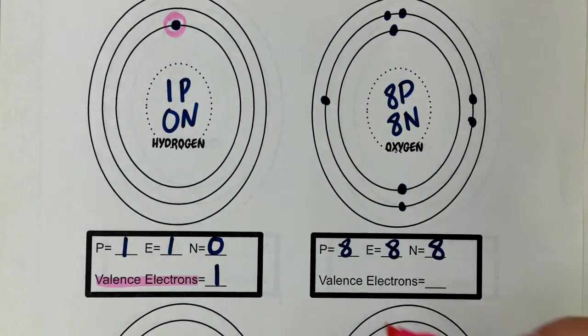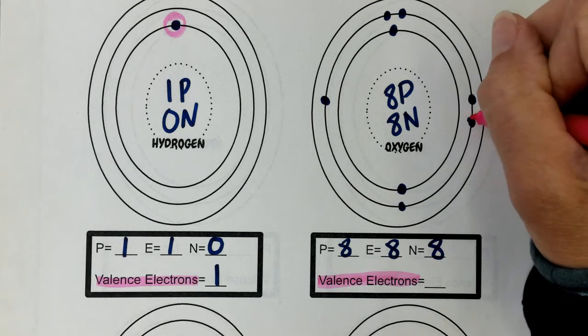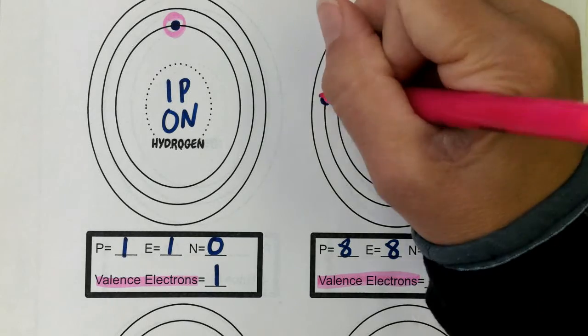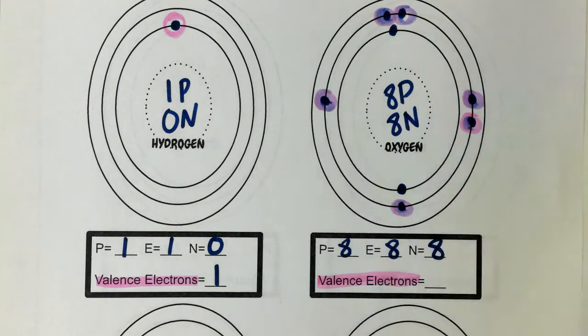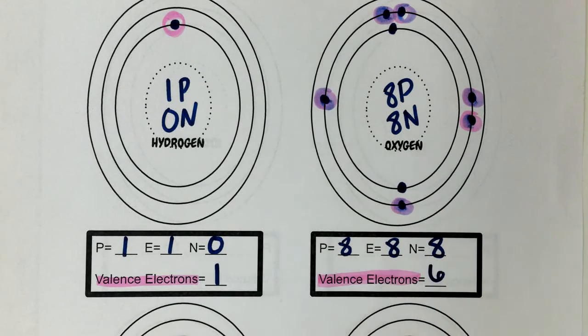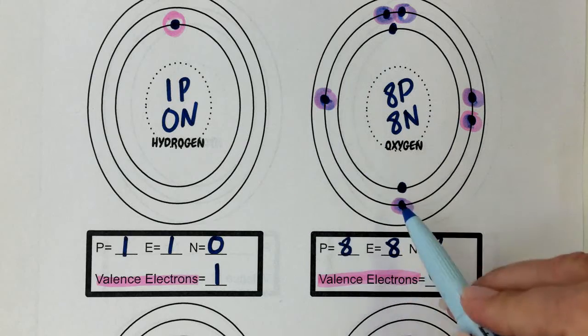Now for valence, we have a lot more electrons now, and the farthest energy level from the nucleus would be the second energy level. So I'm going to highlight those electrons because they're in the farthest energy level away from the nucleus, and that means we have 6 valence electrons. 1, 2, 3, 4, 5, 6.